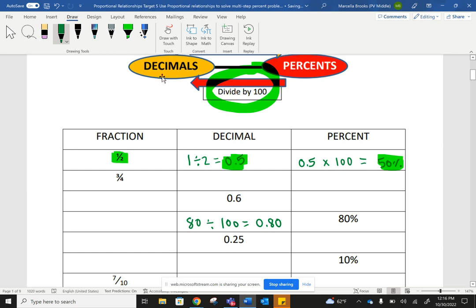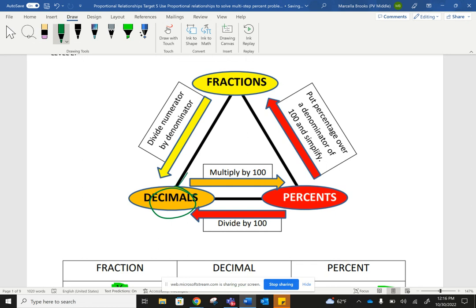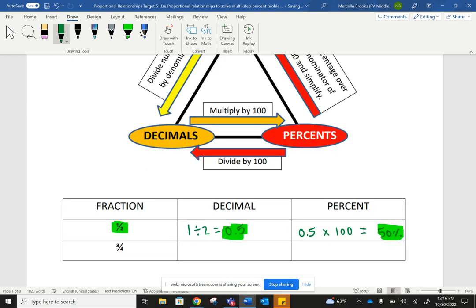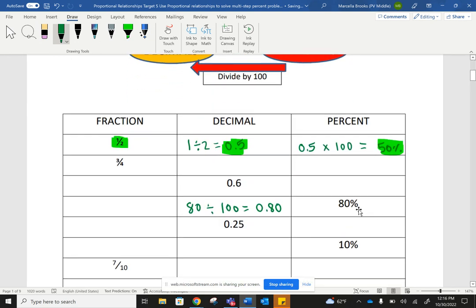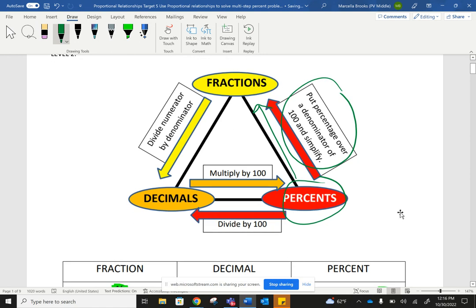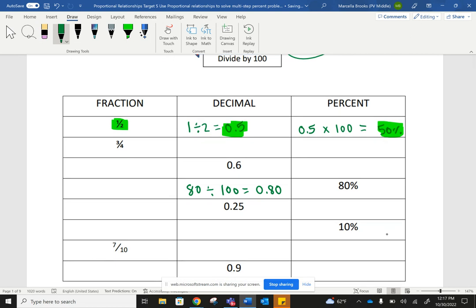And then how do I turn my decimals to fractions? Let's look. Here are my decimals. How do I turn decimals to fractions? So it doesn't really tell me, gosh darn it. So we'll just use this. How do I turn percents to fractions? To turn a percent to a fraction, I'm going to put the percentage over a denominator of 100 and simplify. So I'm going to put 80 over 100, and then I'm going to simplify it.